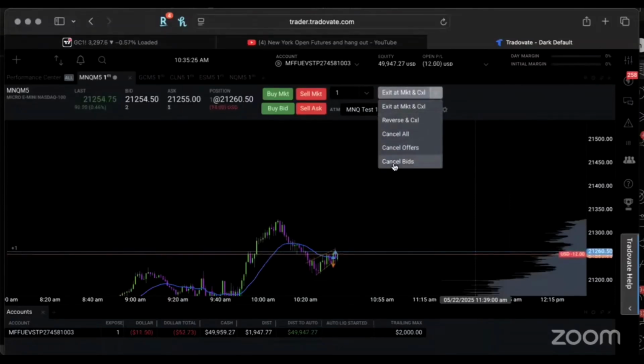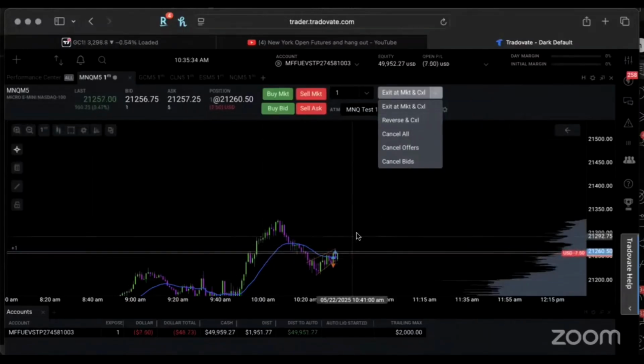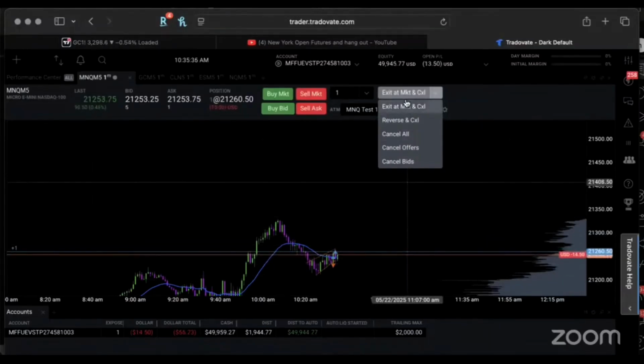There are a lot of options that you have here. I can cancel all orders, cancel offers, cancel bids. Reverse and cancel is very interesting. I don't want to do that right now because we're pushing up, but I'm going to show you. Exit and exit all closes all your trades. This is a very important button, because not having access to this very button is probably what cost you the account that we just saw on screen.